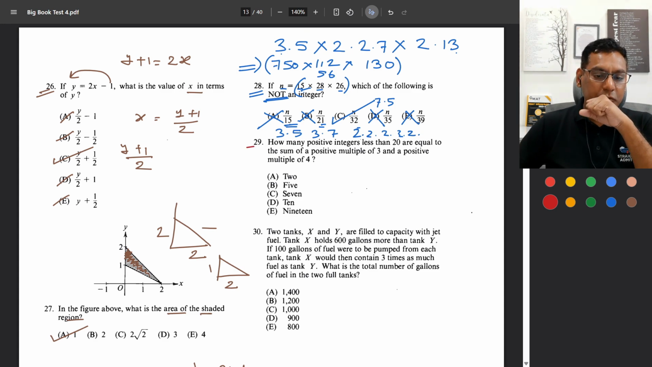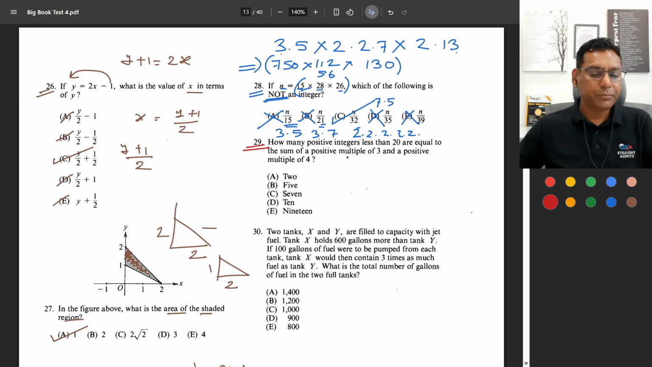All right, let's look at question 29. So far, I have not seen any super difficult question here. It's a typical GRE big book type of difficulty level. Question 29. How many positive integers less than 20? That means 1 through 19. Less than 20. All right.